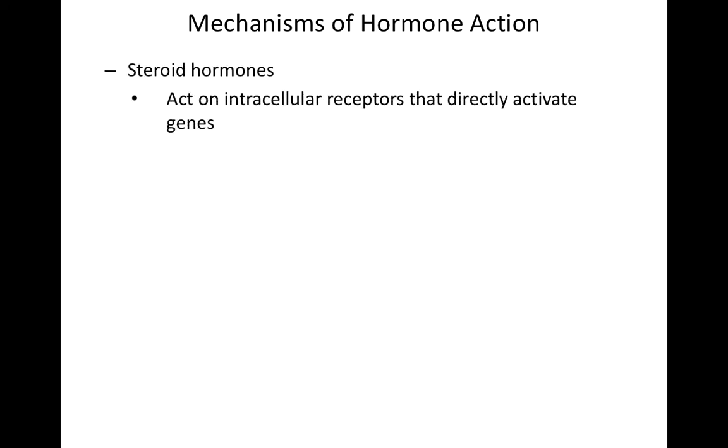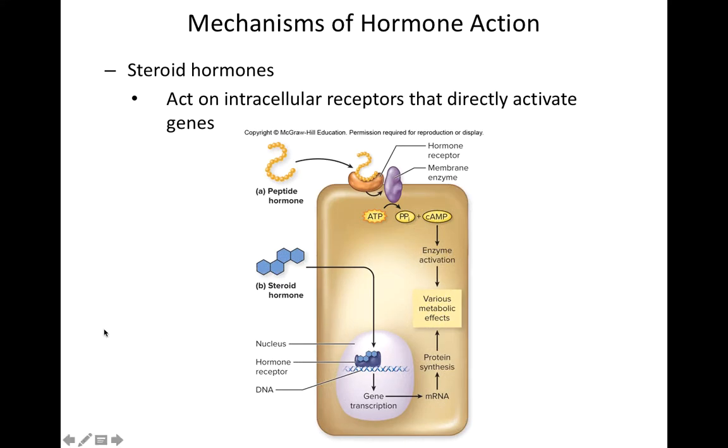All right, so let's talk about the mechanisms of action. So steroid hormones are going to act on intracellular receptors. A steroid hormone is a lipid. It's going to be able to move directly into the cell, and it's going to interact with nuclear receptors. It's going to turn on gene transcription, which is going to then eventually have whatever the effect is going to be. So these tend to be a little slower because we actually have to activate transcription and translation.